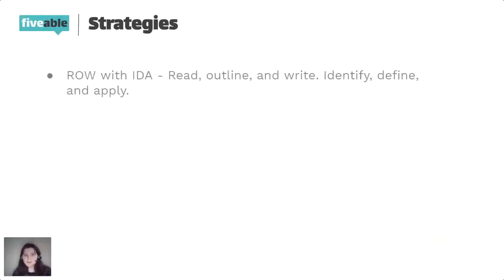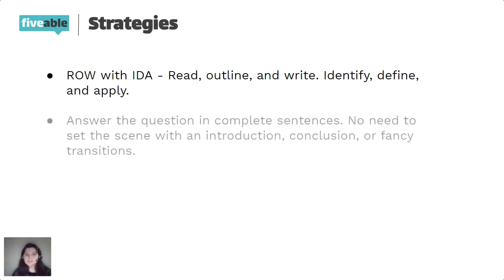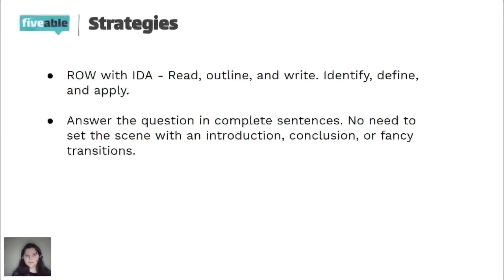So some strategies. A good acronym is ROW with EDA. So read, outline, and write. And then within that, you want to identify concepts, define those concepts, and then apply them to various experiments, other terms, etc. It just provides a deeper understanding of the content and shows the exam graders that you know your stuff.